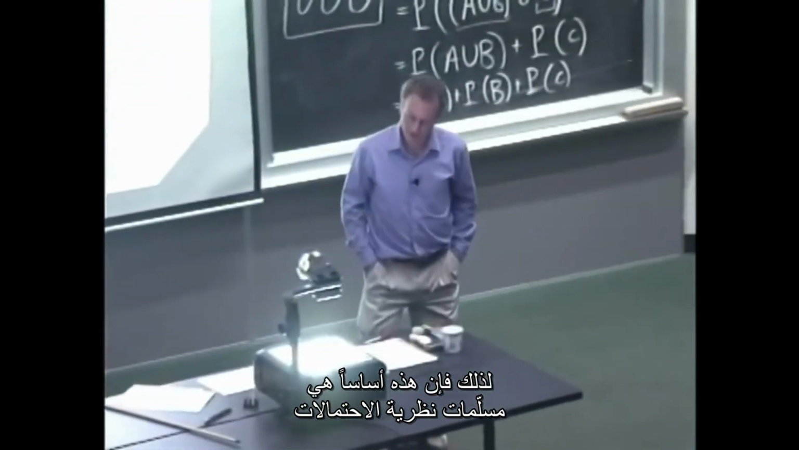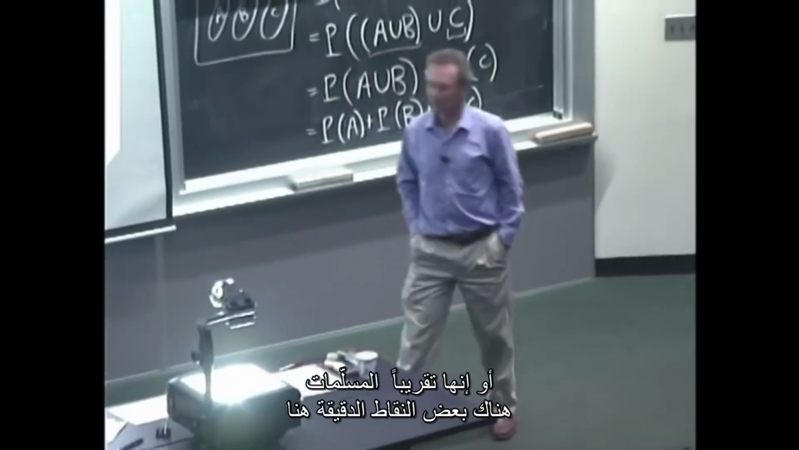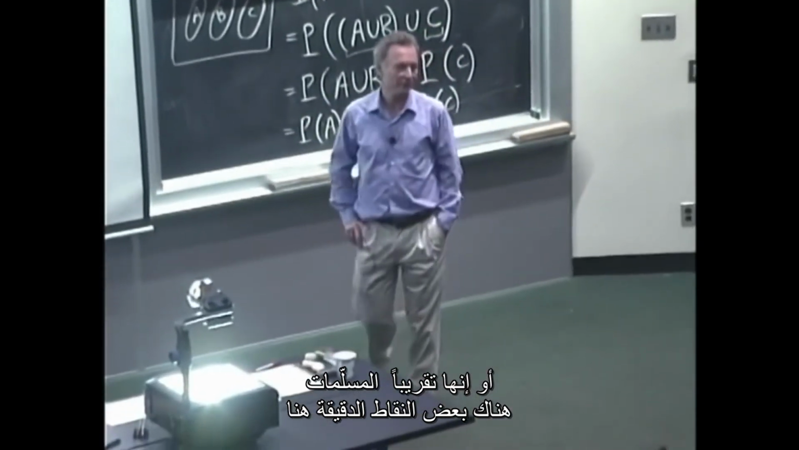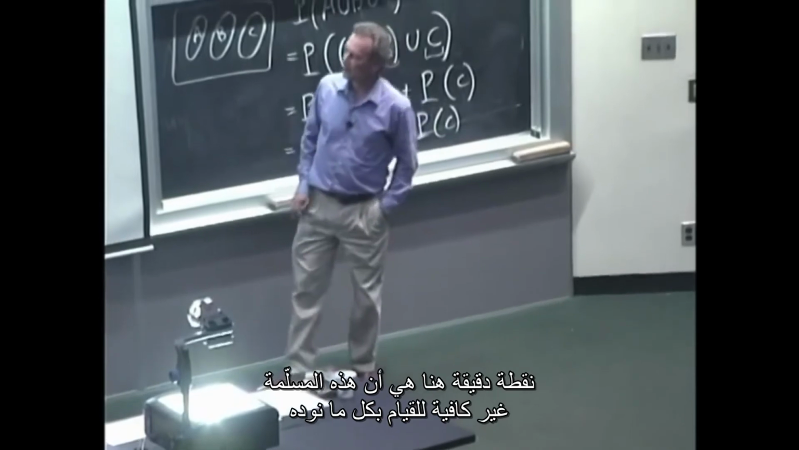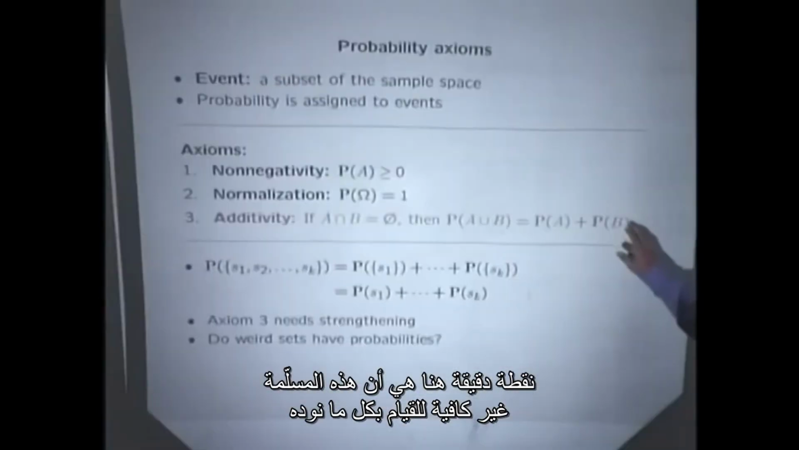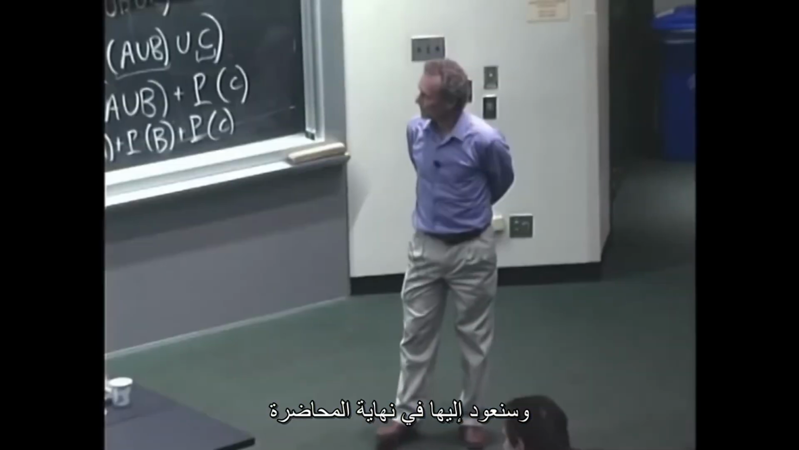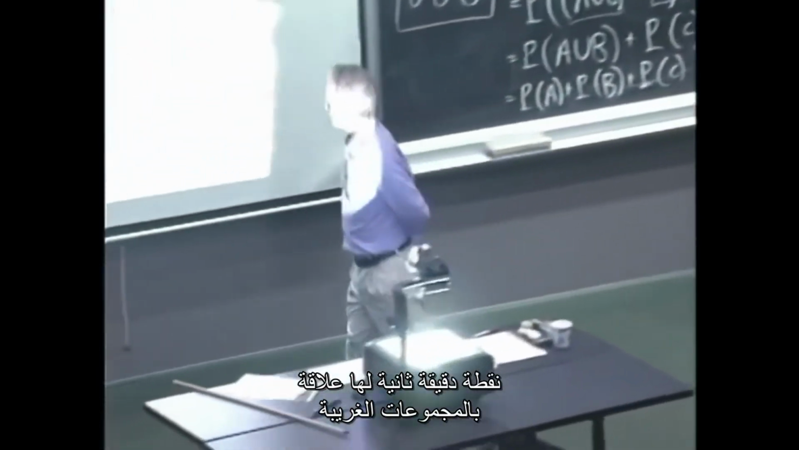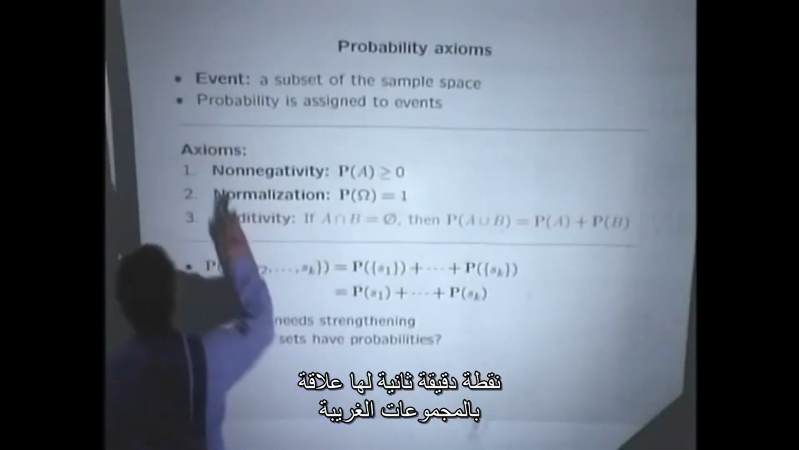So these are basically the axioms of probability theory, or, well, they're almost the axioms. There are some subtleties that are involved here. One subtlety is that this axiom here doesn't quite do the job for everything we would like to do, and we're going to come back to this at the end of the lecture. A second subtlety has to do with weird sets.